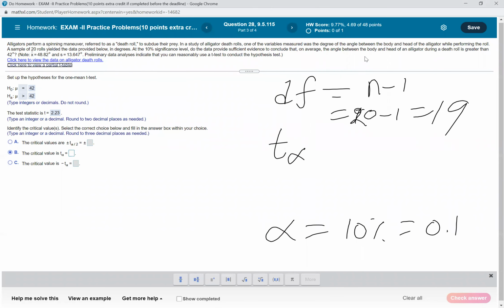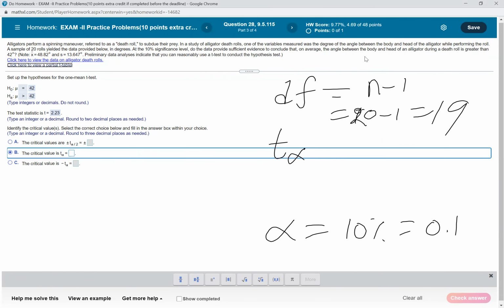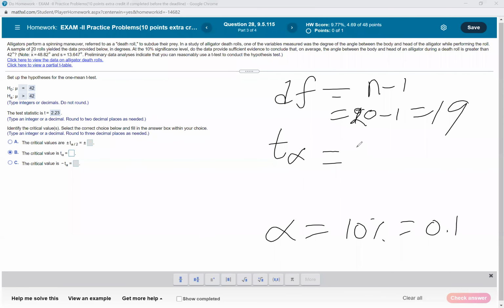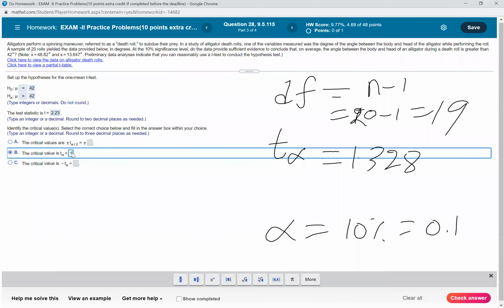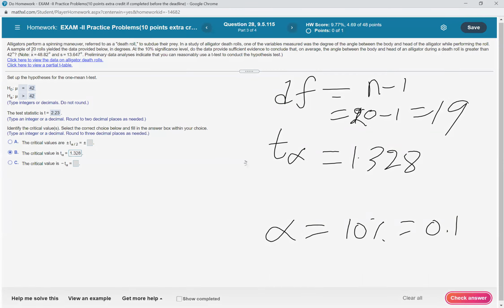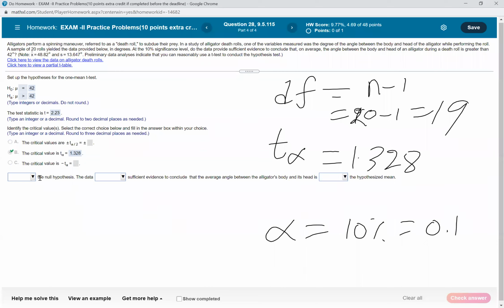So this is the critical value. I made a mistake. The critical value is 1.328. Okay, so we need to write it down up to 3 decimal places. So that means it will be 1.328. Let me check the answer. Yeah, that's the correct answer. So we have the test statistic, 1.328. So this is the critical value.